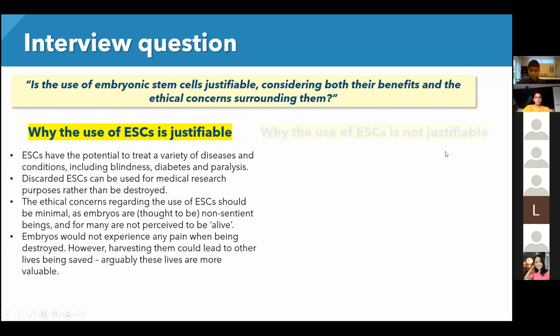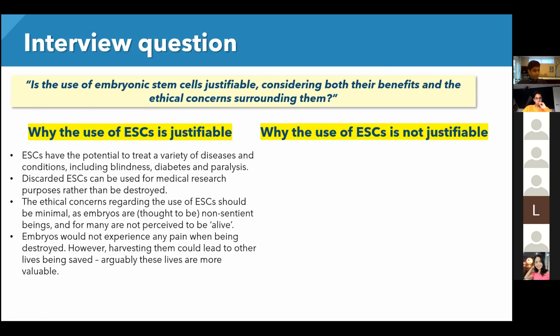But I think now we're going to move on to the other side of the argument, why the use of embryonic stem cells is not justifiable. You can talk about the ethical issues, I think, mainly for this point, but also perhaps the risks of using embryonic stem cells, and the cost as well, as someone's mentioned. So we'll give you a couple of minutes to put your ideas in the chat.